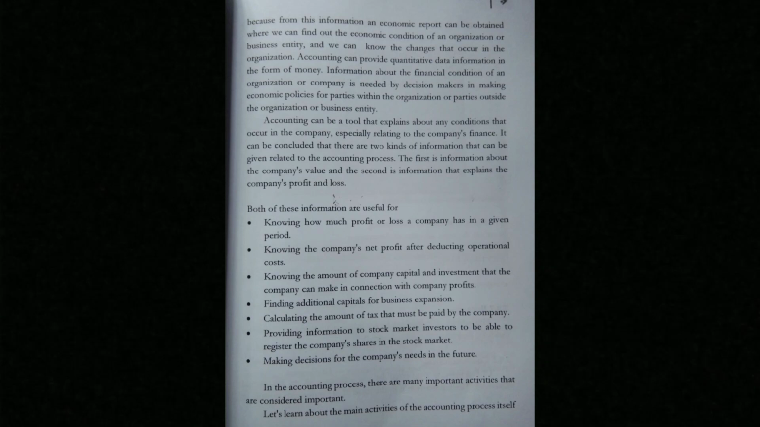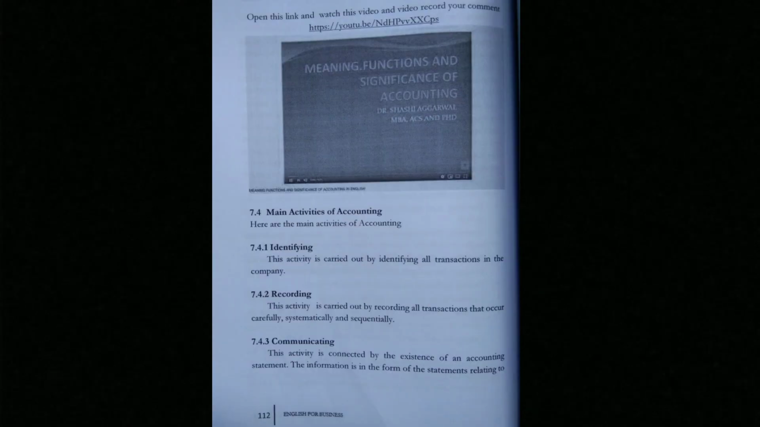In the accounting process, there are many activities that are considered important. Let's learn about the main activities of the accounting process itself. Main activities of accounting. Here are the main activities of accounting.